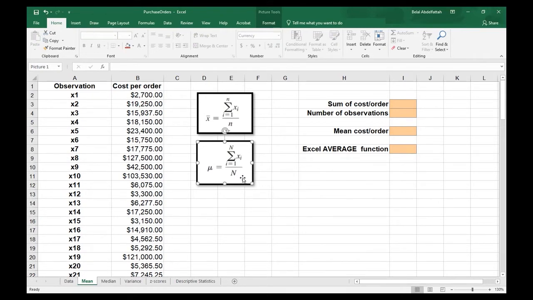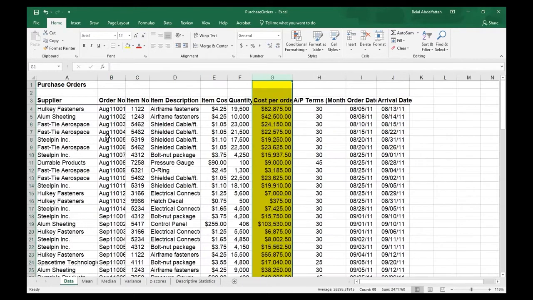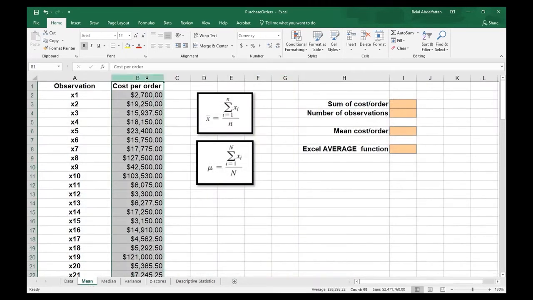And oftentimes, we normally have the sample. So it's a subset of the population. And it's a sample that's usually enough to be able to represent the population and make inferences on them to generalize off that population. So what we have here is a sample of cost per orders that come from the purchase orders data set. And I'm just focusing on column G, and I have this over on a different worksheet.